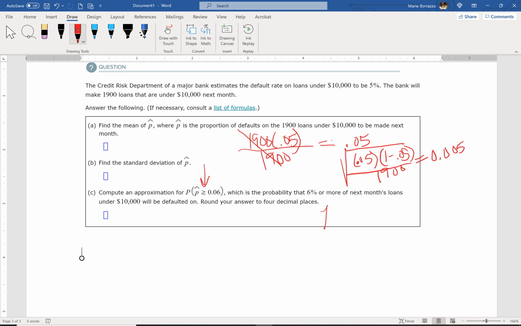First of all, the formula that we're going to use is p hat minus p over the square root of pq over n, or p hat q hat over n. In our case, because they're focusing on this p hat being 0.06, that's 0.06 minus the original p value that they gave us of 0.05, and all of that divided by 0.005. Remember, this is the standard deviation for the p hat.